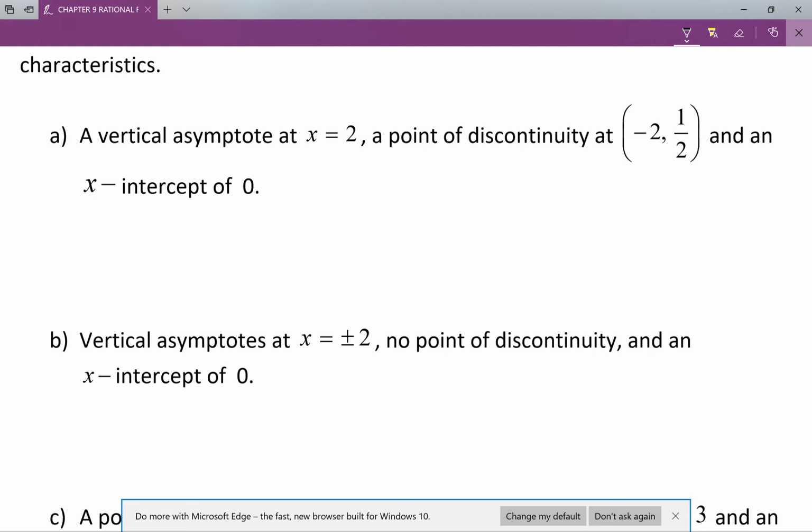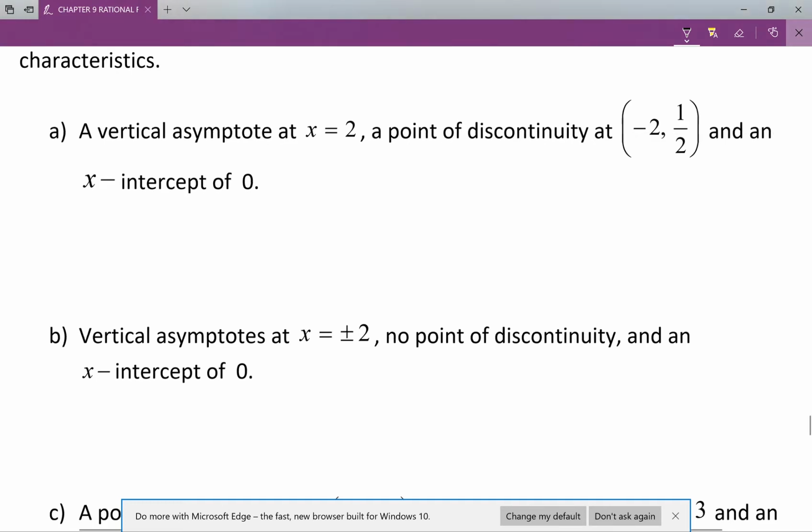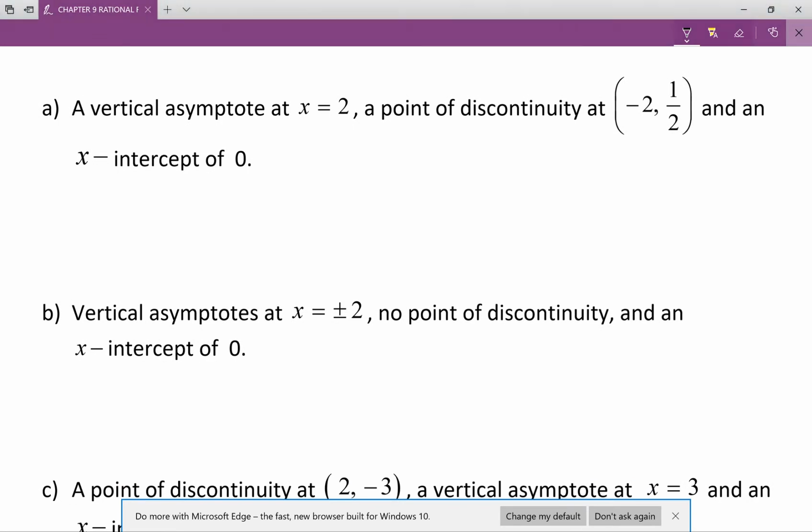Now what we're going to do is finish off the questions in this lesson by creating some equations given some information. So we want to create a function that has a vertical asymptote at x equals 2, a point of discontinuity at negative 2 comma 1 over 2, and an x-intercept at 0.